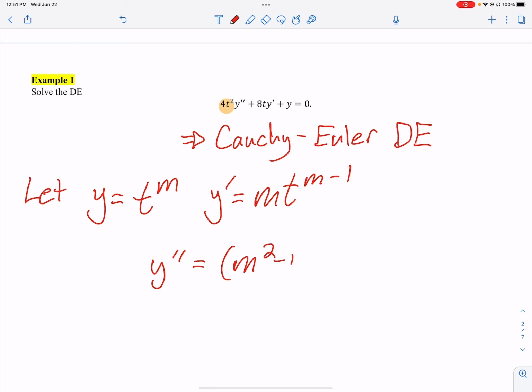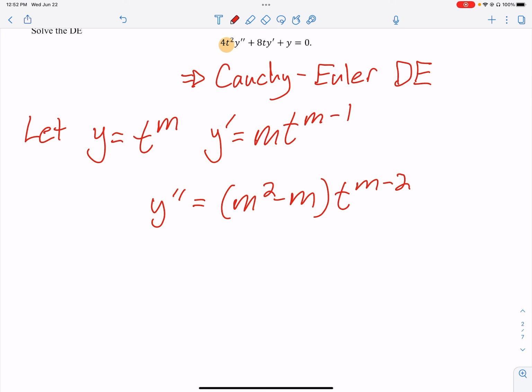This is m squared minus m, t to the m minus 2, because I go down 1 again. The m minus 1 came down and multiplied with m to give me m squared minus m. Then I have that t to the m minus 2. This part I would always just write small. We are going to plug those into our DE.